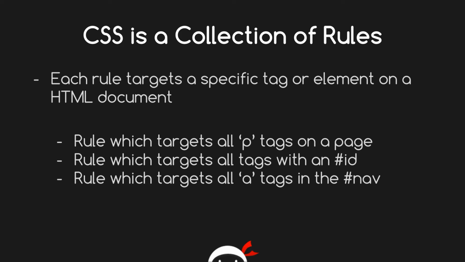So for example, we could have a rule which targets all P tags, that's all paragraph tags, on a page. And we could say, look, we want all P tags to be given a font size of 12 pixels. So that's how the text is going to look on your web page. Or we could have a rule which targets all tags within a specific ID, and we say we want this positioned in a certain way on the page, or this to be a different background color. Or we could have a rule which targets all A tags, that's all links in the nav ID, and we want to give all these A tags a color of blue, and we want them all to be underlined so that everyone knows they are links. So that's what we can do with CSS rules. We can target content and then apply visual properties to them.